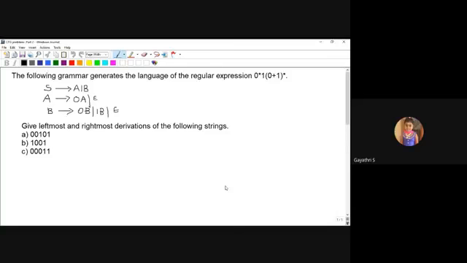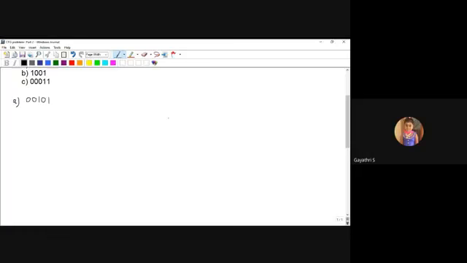Give leftmost and rightmost derivations for the following strings. You have to find the leftmost and rightmost derivation for each string. There are three strings given, so I will start with the first string, part A. The string is 00101. First I will write the leftmost derivation. One of the easiest parts in Unit 3.